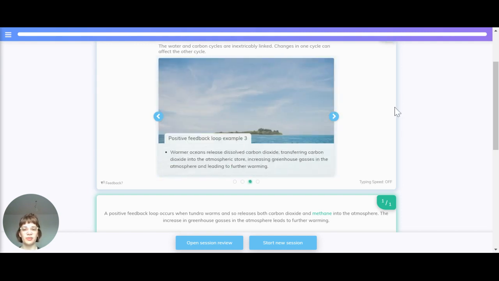Another positive feedback loop. Warmer oceans release dissolved carbon dioxide, transferring carbon dioxide into the atmospheric store, releasing greenhouse gases into the atmosphere and leading to further warming.